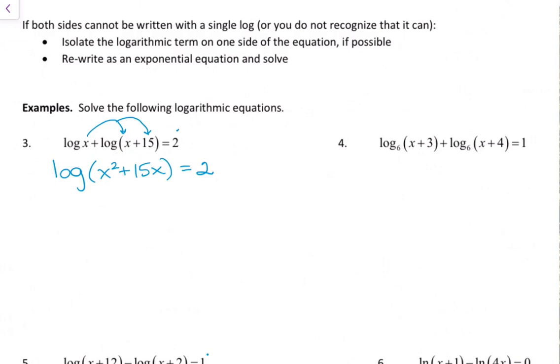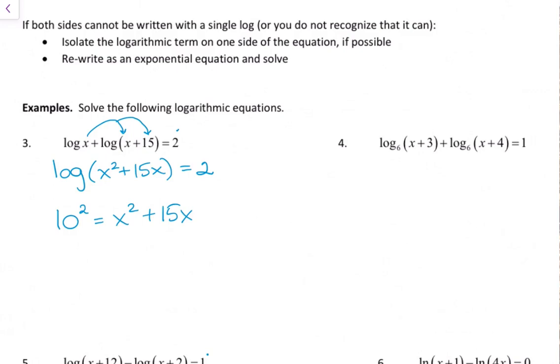So my base is 10, since there's no subscript on the log, it's understood to be base 10. My power, or my exponent, is always what the log equals, so that's the 2. And that always gets set equal to the argument. And that's an equation I can solve. So now my x's are out of the argument position, so I can solve this quadratic equation.